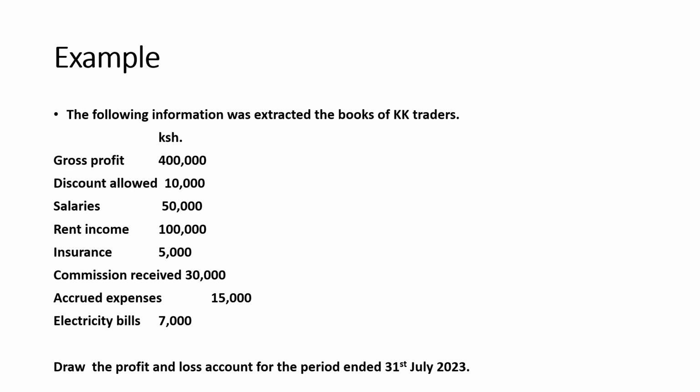Gross profits, we are going to credit this. We are going to credit it on the credit side. Discount, this is an expense. Salaries is an expense. Rent income is a revenue. Insurance is an expense. Commission received, anything received is an income or a revenue. Accrued expenses, these are expenses. Electricity bills, expenses.